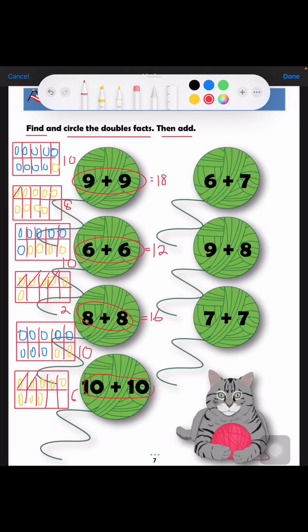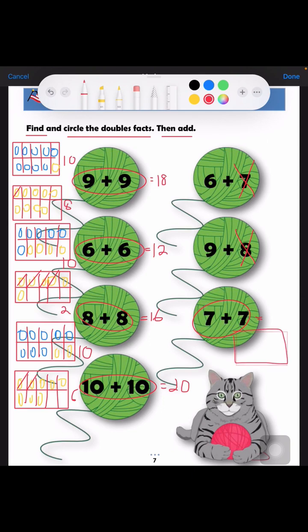Next question, it is 10 plus 10. It is also a double fact. And 10 plus 10 is very simple. It is 2 tens, which is 20. Next question, it is 6 plus 7. It is not a double fact. Also, 9 plus 8 is not a double fact. And the last one is 7 plus 7. It is a double fact.